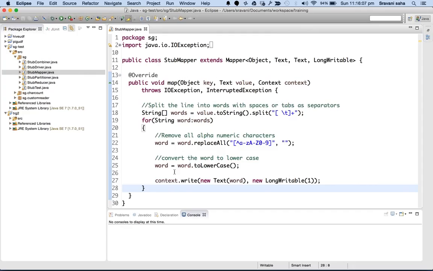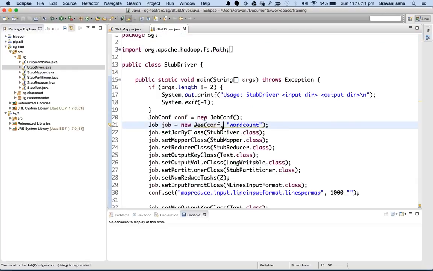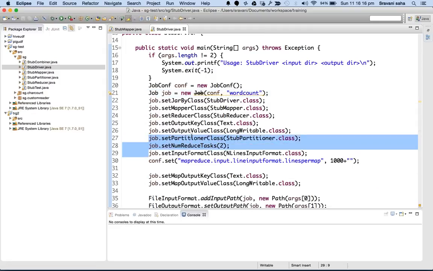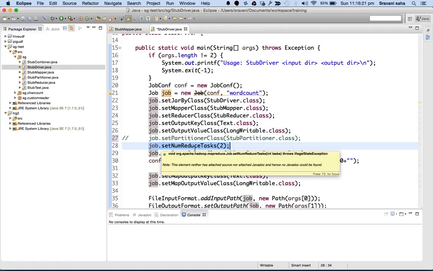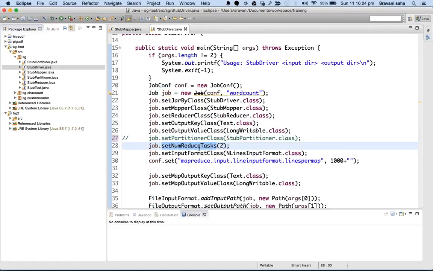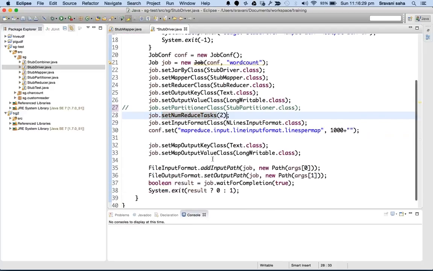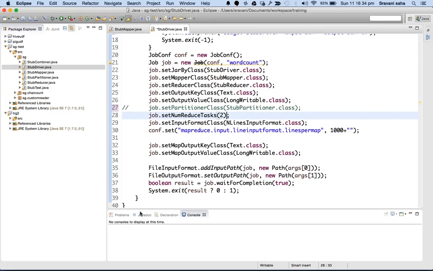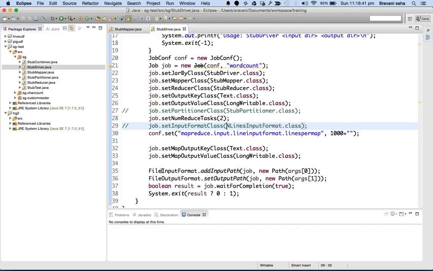You can see here we have the stub driver, and the step driver contains all these things. You can ignore this part for some time. You can also specify how many reduce tasks you want to execute, the number of reducers you want. Sounds good? All right. You can also ignore the other values for now.